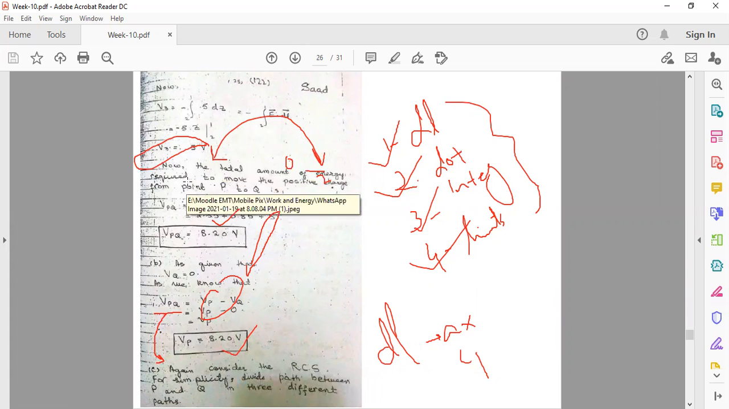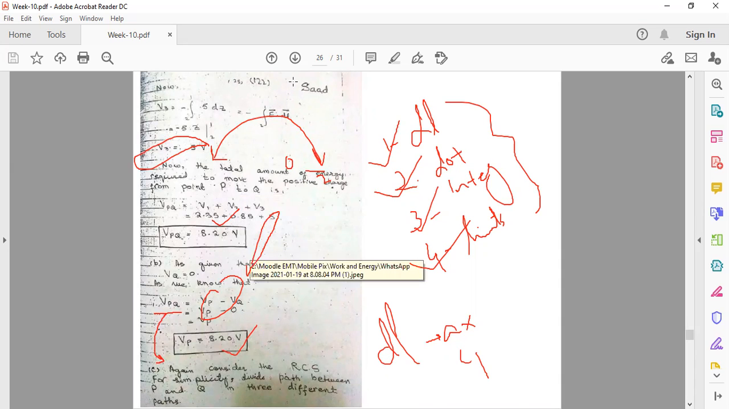So now the total amount of energy required to move a positive charge from point Q to point P is VPQ equal to V1 plus V2 plus V3. So summing up these three potentials, we will get VPQ equal to 8.2.